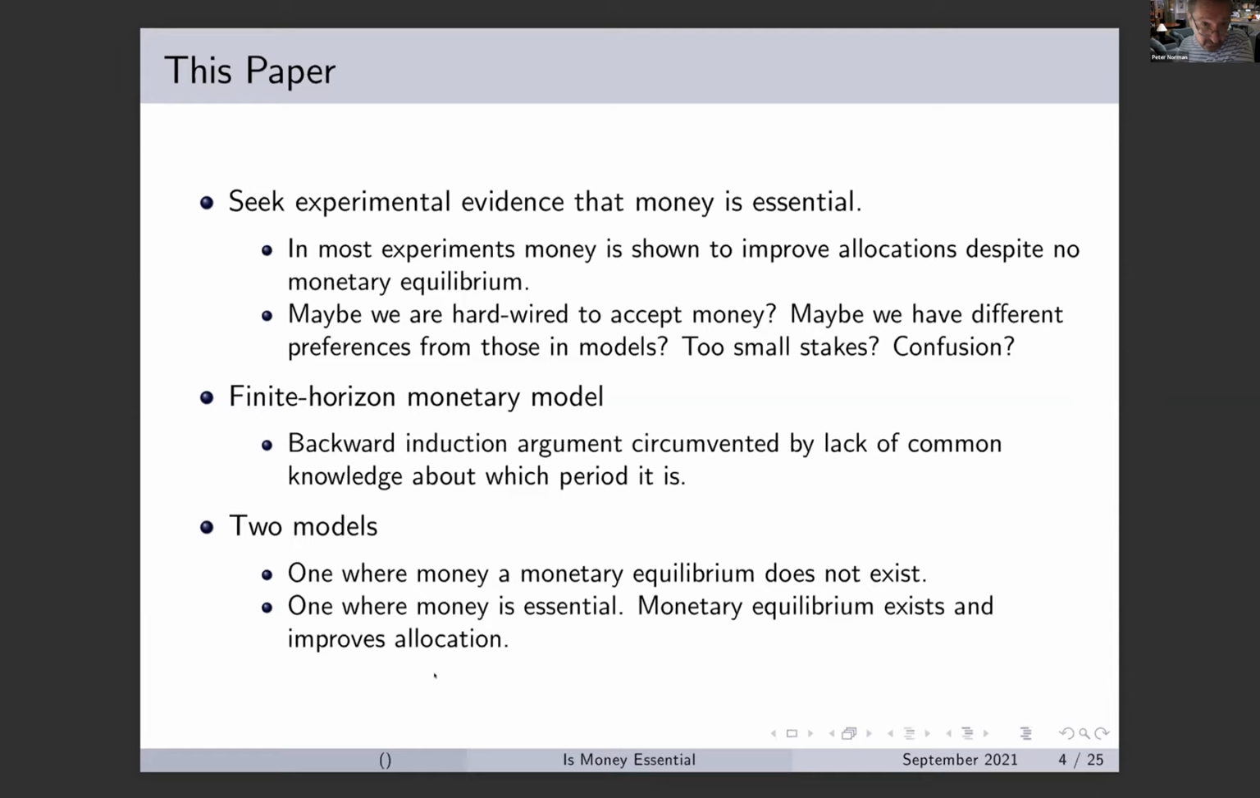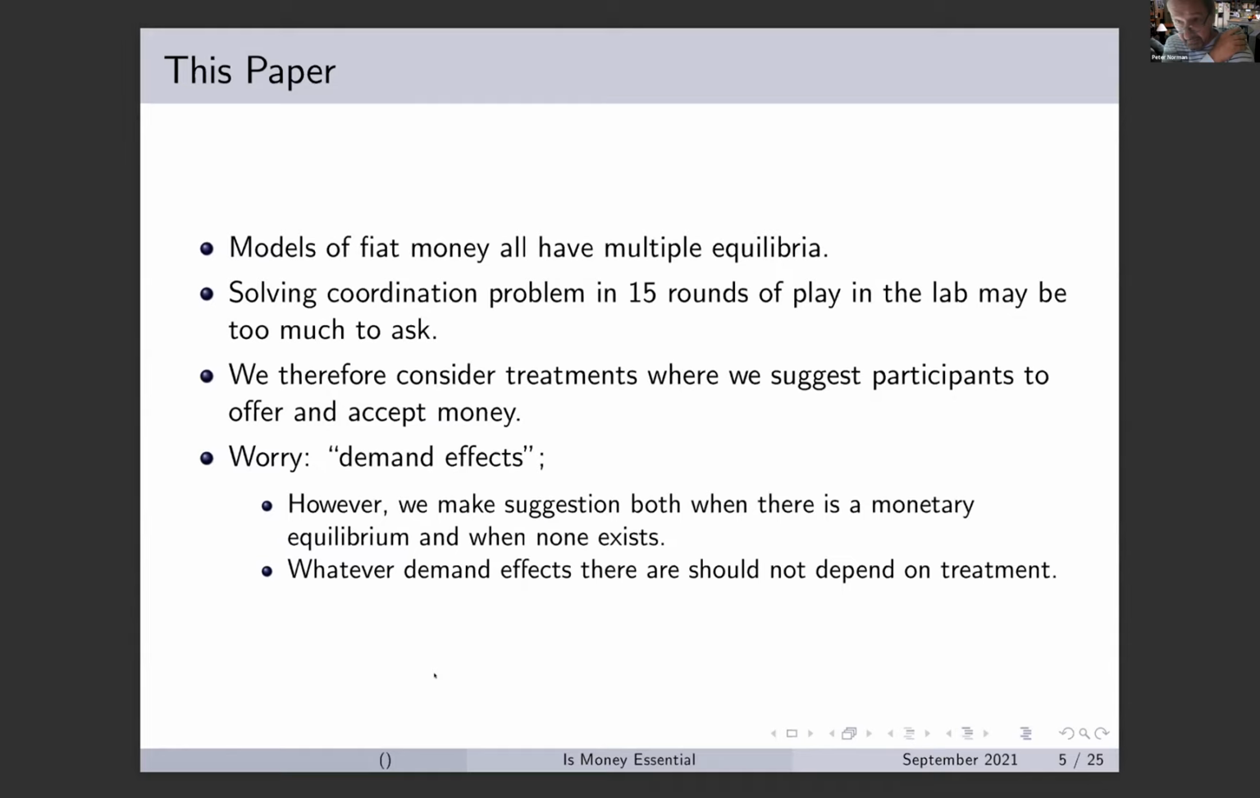Let me also make a side point, but I think this is interesting. These are models of fiat money, so we're not going to have commodity money. This is a pure fiat money experiment. So they all have multiple equilibria. And when you think about having multiple equilibria in the lab, we have students in the lab for 15 rounds of play, and it may be too much to ask for them to actually solve the coordination problem, right?